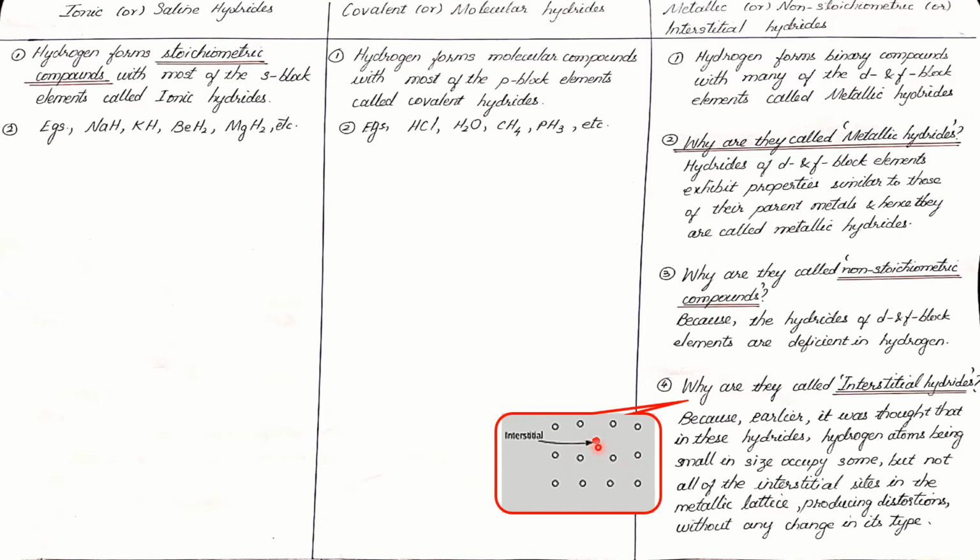So earlier it was thought that in metallic hydrides, hydrogen atoms occupy some of the interstitial sites, and due to their presence, what happens to the structure of metallic hydrides? It undergoes a distortion, in other words deformation, without any change in its type. That is why they are called interstitial hydrides. Metallic hydrides are also called interstitial hydrides because their crystal structure undergoes distortion or deformation due to the presence of hydrogen atoms in the interstitial sites. This does not change its type, only its structure is changed.